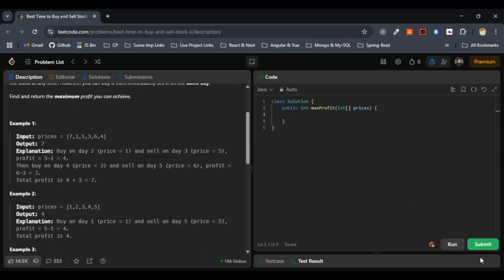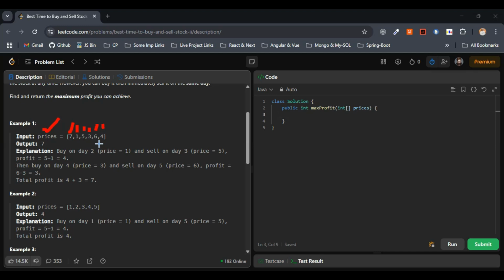So here you can clearly see, we are given a prices array, where prices[i] is the stock price on the ith day. So this is the stock price on the first day, second day, third day, fourth day, fifth day, and the sixth day. They have clearly mentioned that we are given an array prices, where prices[i] is nothing but the stock price on the ith day.